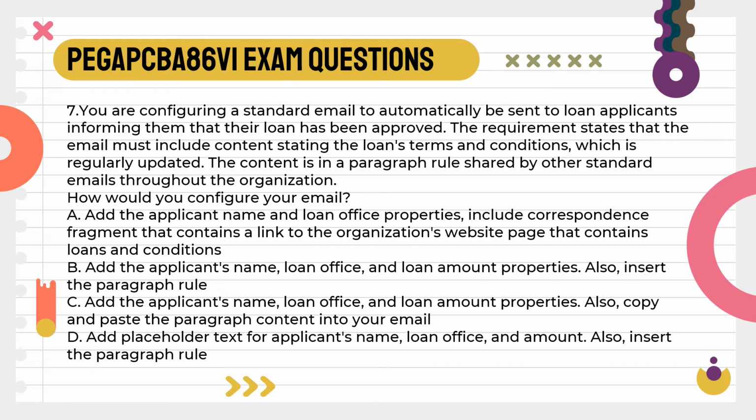A. Add the applicant name and loan office properties, include correspondence fragment that contains a link to the organization's website page that contains loan terms and conditions. B. Add the applicant's name, loan office, and loan amount properties. Also, insert the paragraph rule. C. Add the applicant's name, loan office, and loan amount properties. Also, copy and paste the paragraph content into your email. D. Add placeholder text for applicant's name, loan office, and amount. Also, insert the paragraph rule.